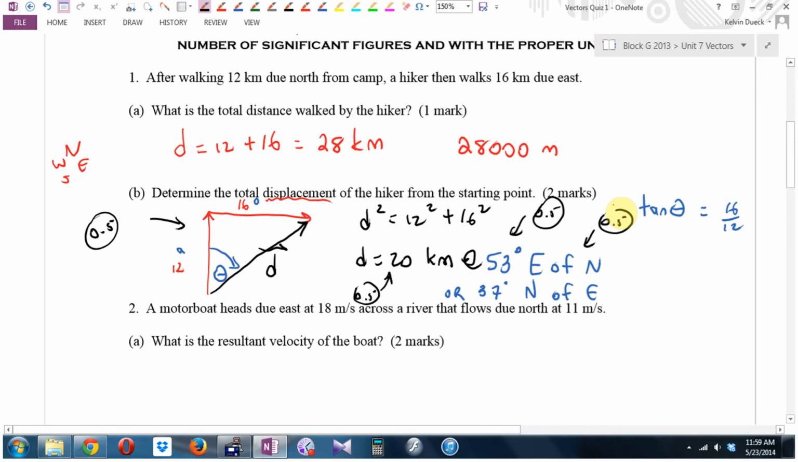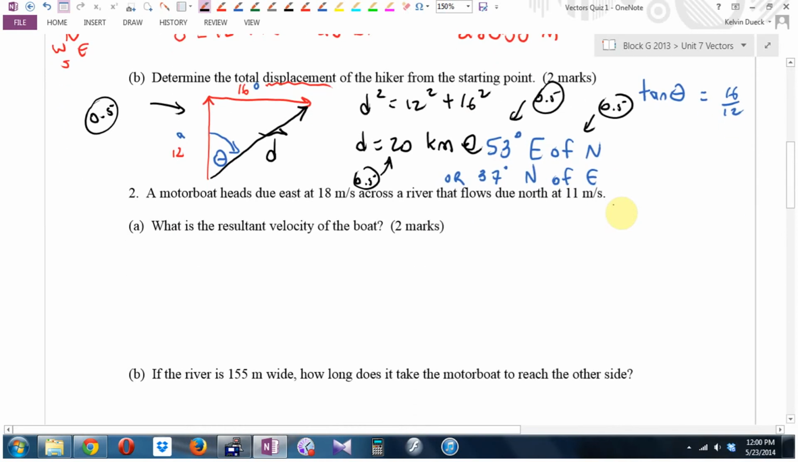Number 2, a motorboat question based on the lesson from last day. They tell me the river flows north. So I guess I got to draw my river like that because it flows to the north. It heads due east, so it looks like I have the motorboat pointing due east and the current flowing due north. In your lesson, I actually gave you the resultant. We worked our way backwards and found the components. Here, I gave you the components, and I think the resultant is going to be, I'll call that V vector.